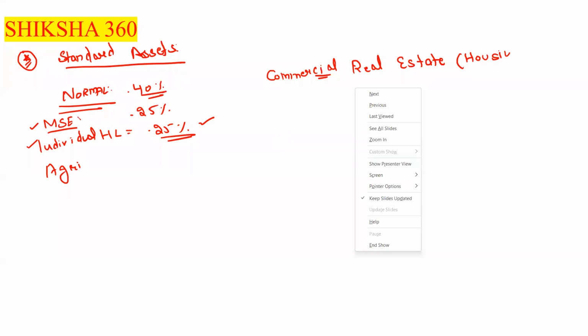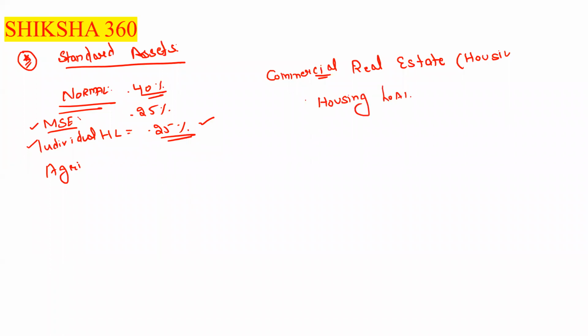I will check once, not an issue. Clear? For the housing loan at teaser rate, it is to be 2%. Clear? It is to be 2%. So what is the rate for agri here?